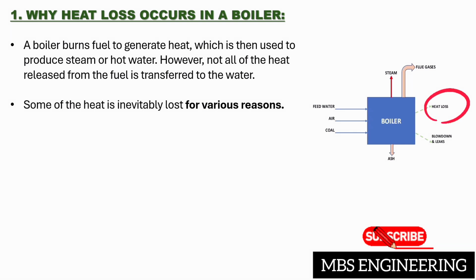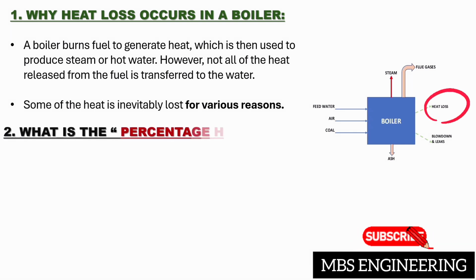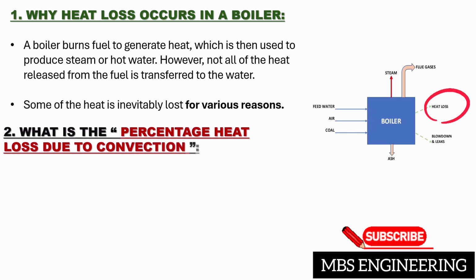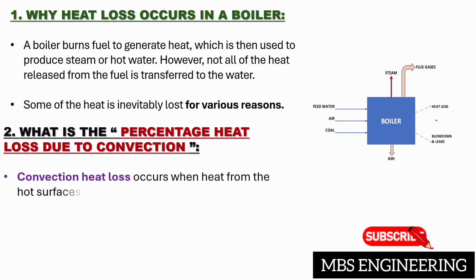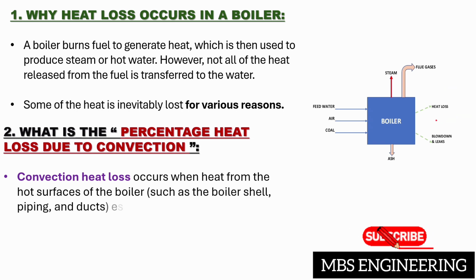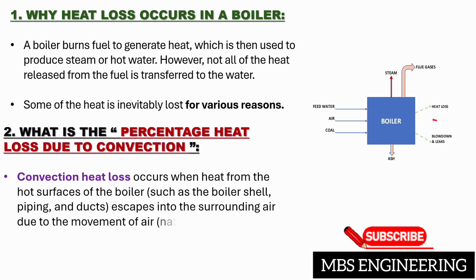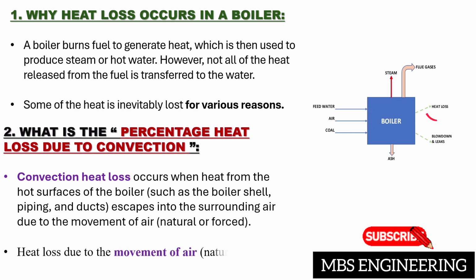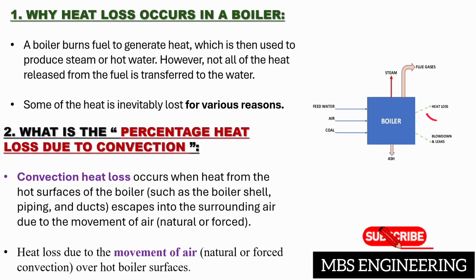Next, we will learn and understand what is the percentage heat loss due to convection in a boiler. Convection heat loss occurs when heat from the hot surfaces of the boiler, such as the boiler shell, piping, and ducts, escapes into the surrounding air due to the movement of air. It may be natural or forced. Heat loss due to the movement of air. It may be natural or forced convection over hot boiler surfaces.